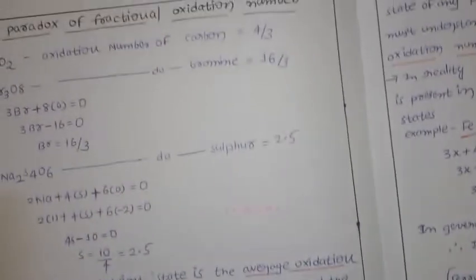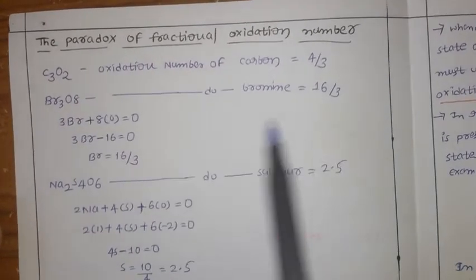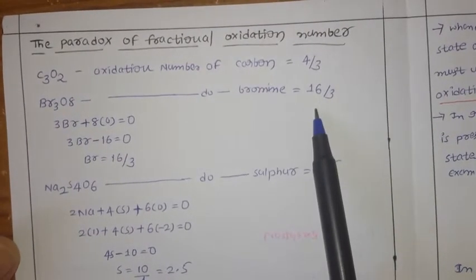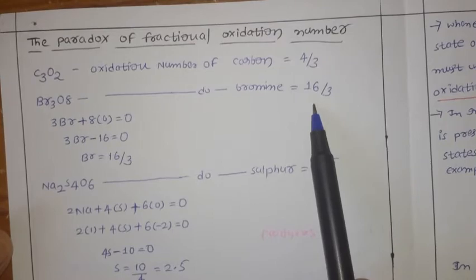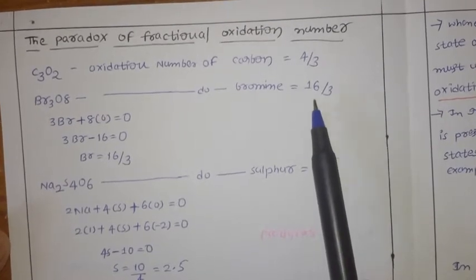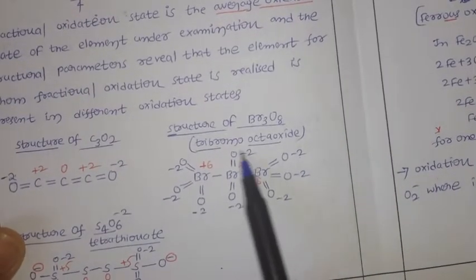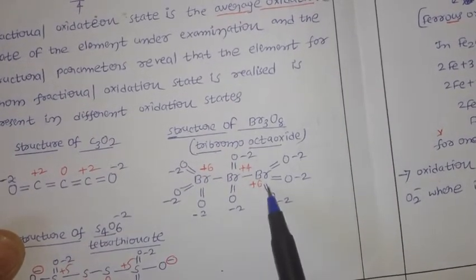Now if you see what we learned previously, here we have 16/3. This is the average oxidation number. Once you get a fraction, it indicates we have the average oxidation number. But in reality, in the structure each bromine atom has a different oxidation number.